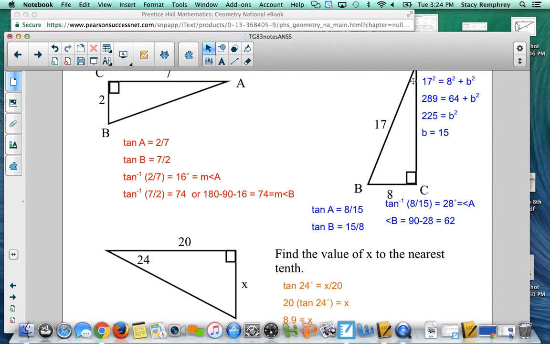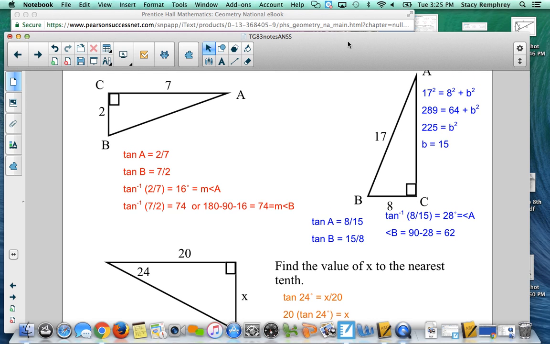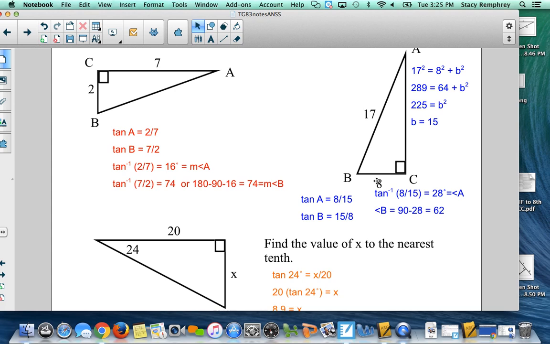Again, the tangent of A is up here, hard to see. So I went opposite, 8, to adjacent, which is 15. Tangent of B, opposite. So in that case, it's 15, and adjacent was 8. If I want the angle of A, I did the inverse tangent. Inverse tangent, again, is telling your calculator, I'm giving you a ratio, please give me the angle. Okay, and you can see my answers here.